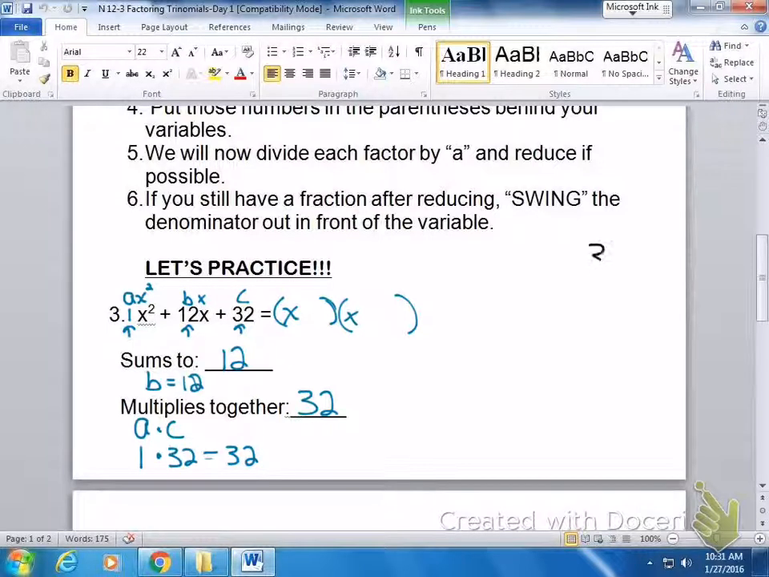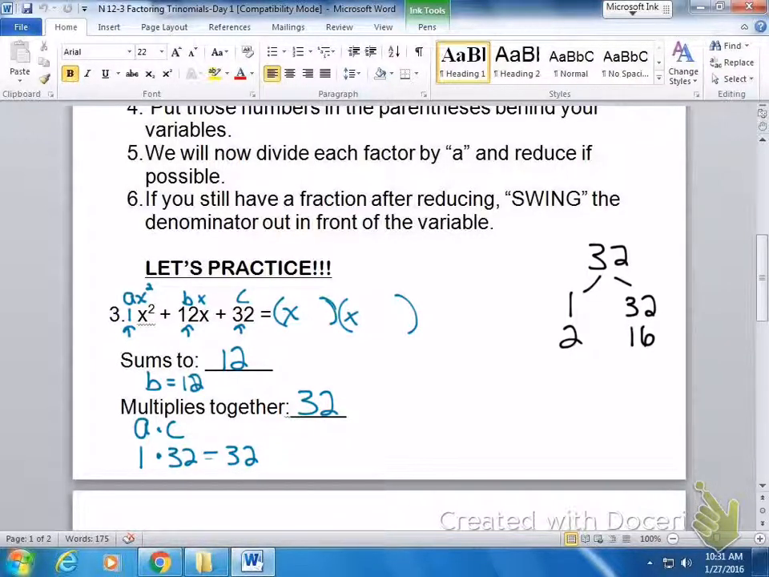I'm going to start with my product, 32, and I'm going to start breaking it apart. I need to see if I have any 2 that add up to 12. I have 1 and 32. That is definitely not going to work. I have 2 and I have 16. That gives me 18. That's not going to work.